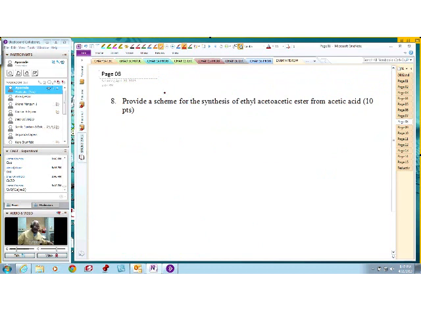Okay, Jaconda, go ahead and read this for us again. Methane for the synthesis of ethyl acetoacetic ester from acetic acid. Okay, thank you. Now, this question says provide a scheme for the synthesis of ethyl acetoacetic ester from acetic acid. I think you guys should be able to do this. In other words, provide a scheme for going from here. I'm going to leave this for you guys to do.